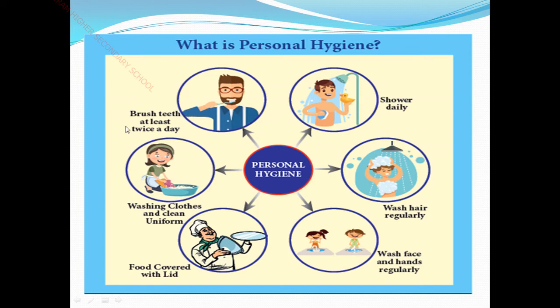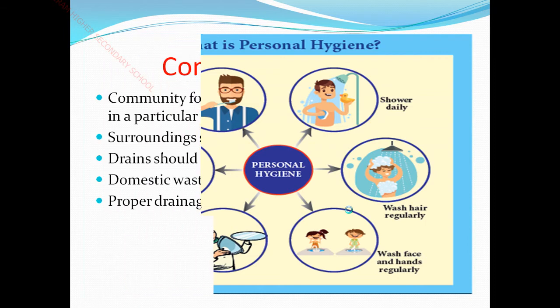You have to brush your teeth two times a day, and bathe daily, and wash your clothes, and wear a clean uniform, and always cover your food with a lid. Uncovered food causes contamination by microbes, which may lead to severe diseases like diarrhea and dysentery. You should avoid eating street foods which are uncovered and not very hygienic. And you have to wash your hands and face regularly, and wash your hair regularly. So these are some ways to maintain personal hygiene.